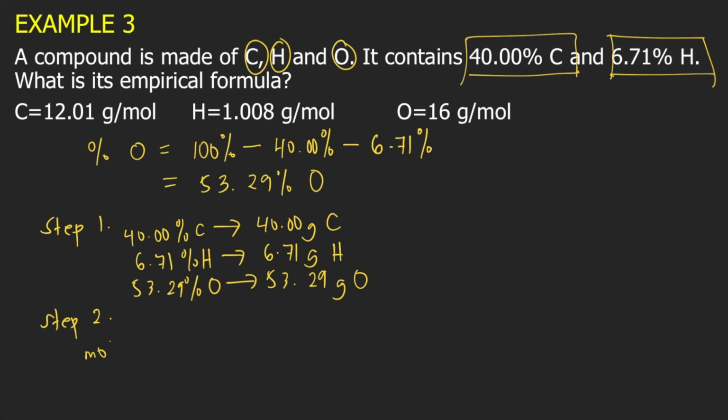Then step 2, you get the moles. Moles again is mass divided by molar mass. So moles of carbon, the mass is 40 grams. The molar mass is given in the question, 12.01 grams per mole. And this is approximately 3.33 moles.